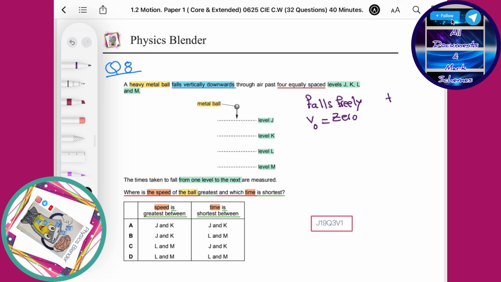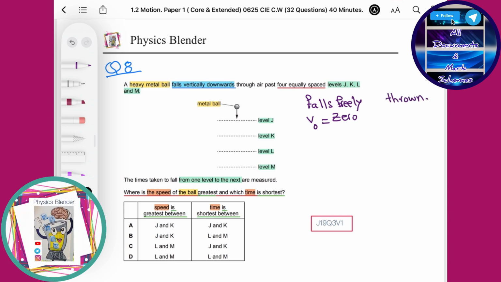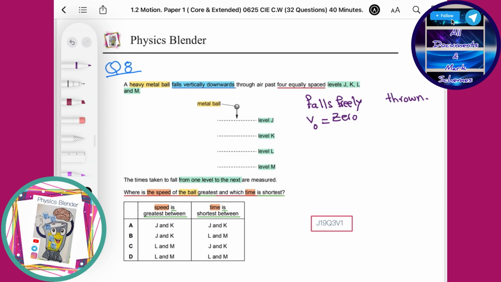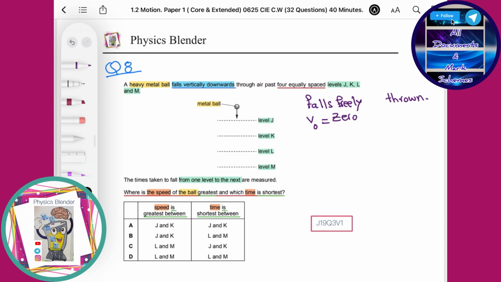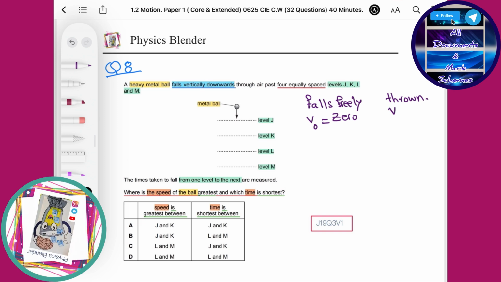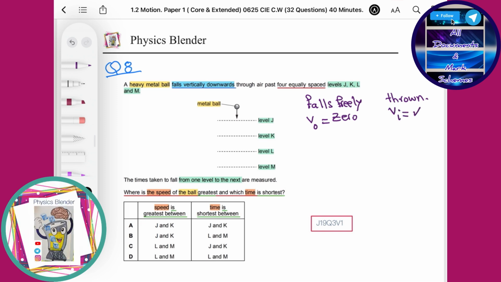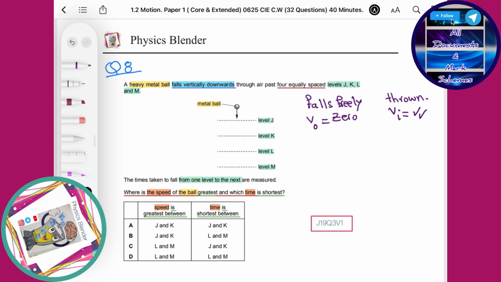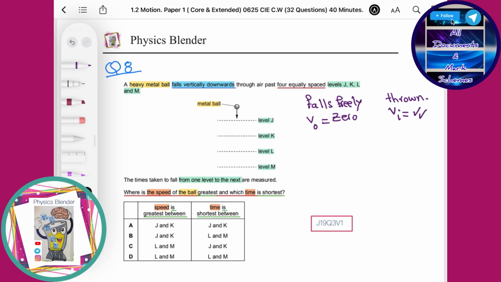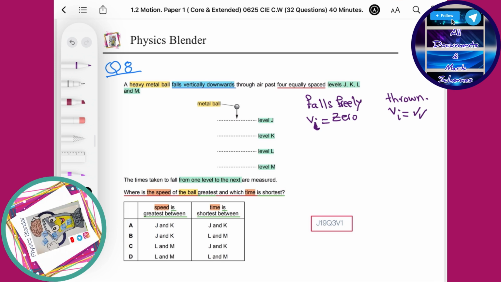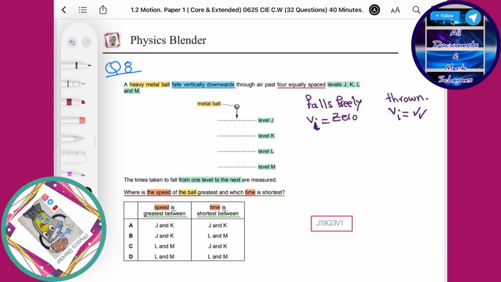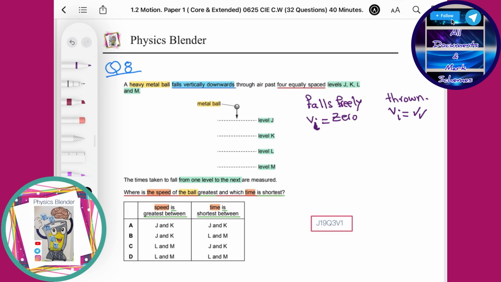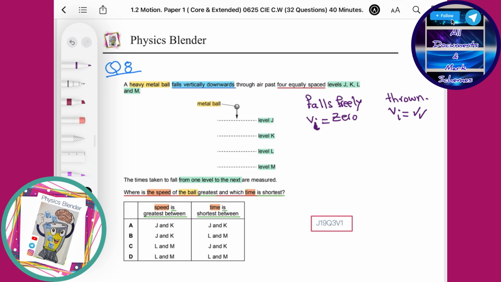But if the object is thrown, it means the object is projected horizontally or maybe thrown upwards at a certain speed. So here V initial is equal to a certain value. If the object falls freely, its initial velocity V naught will be equal to 0. But if the object is thrown, the initial velocity has a certain value.